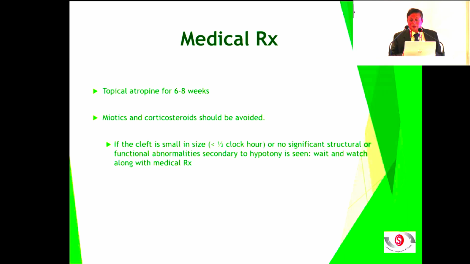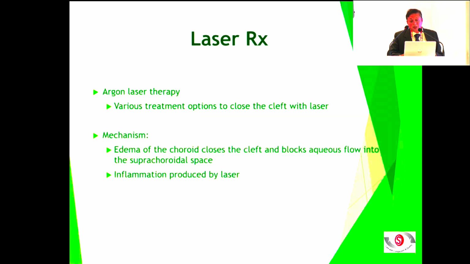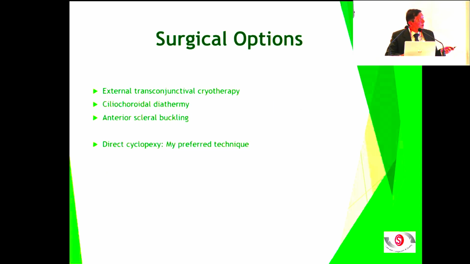Even post surgery the same thing can happen, because when you close the cleft, the IOP can shoot up to 60 or 70. Laser treatment I have not done, but it is a described technique: argon laser around the cleft. I don't have any experience; if somebody else has done it, we'll talk about it later. Surgical options are external transconjunctival cryotherapy, pseudochoroidal diathermy, anterior buckling, and direct cycloplexy. I have only done direct cycloplexy in all my patients, and I'll be talking about that only. I have never done anything else.